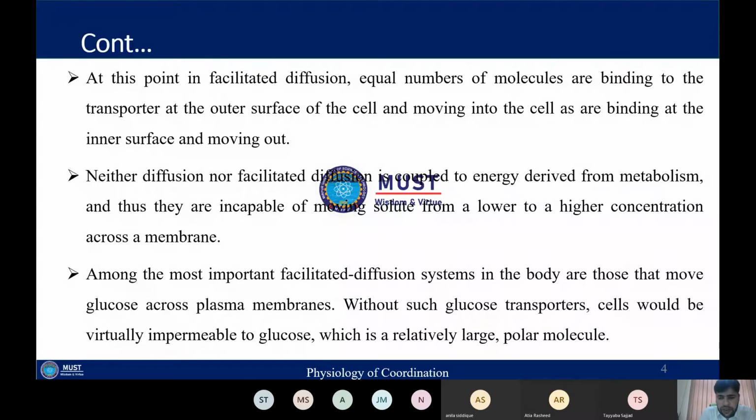So when these glucose transporters, which we call GLUT transporters, are absent, the cell will be impermeable to glucose, and hence glucose molecules will not be able to move across the membrane, because this is a large molecule and a polar molecule. It cannot pass through the lipid bilayer of the membrane. That's why transport of glucose is facilitated with the help of a specialized, specific transporter, called the glucose transporter or GLUT transporter.